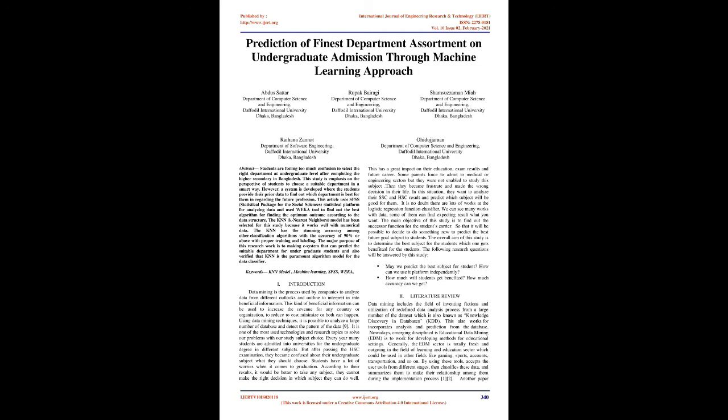The main objective of this study is to find out the successor function for the student's career, so that it will be possible to decide to do something new to predict the best future goal subject for students. The overall aim of this study is to determine the best subject for the students, which one gets benefited for the students. The following research questions will be answered by this study.